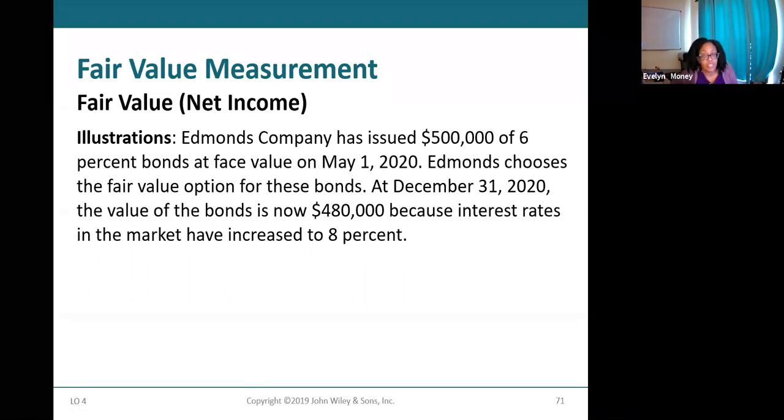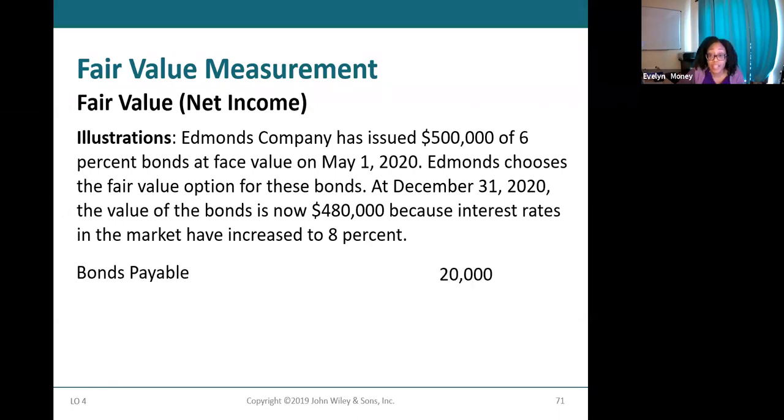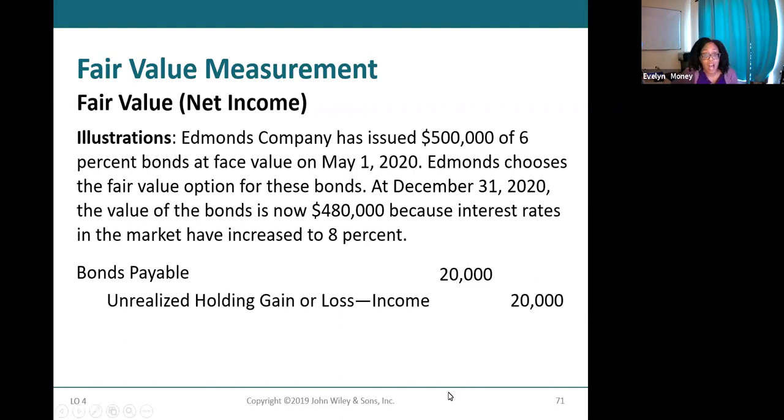But when it's time to show this on our balance sheet, because we've elected the fair value option, we need to show it at $480,000. So this represents an unrealized holding gain or loss dash income. So for this specific example, just because the interest rates have changed, the value of the bonds has changed. So we debit bonds payable to reduce it, and then we credit unrealized holding gain or loss dash income.